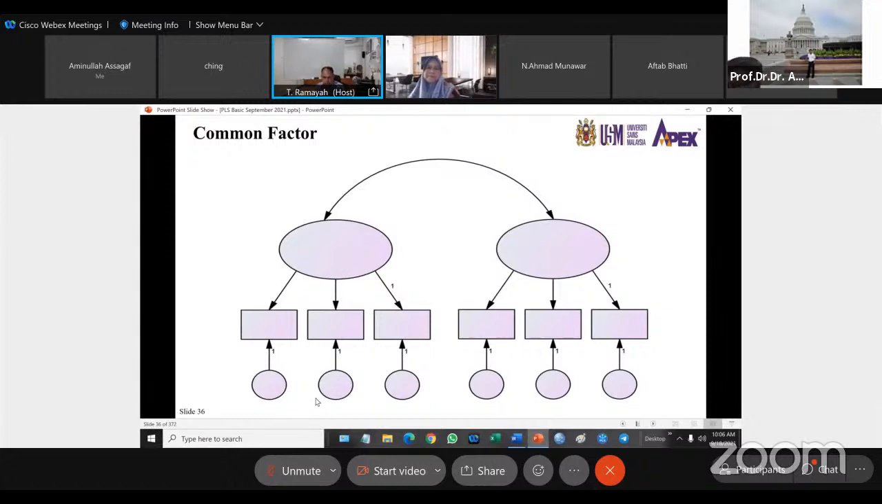If you really look at the literature, this modification that you do is actually not acceptable. You only modify if you have a theoretical reasoning. And there's no theory that will tell you that you can correlate error term 1 and error term 2. Correct? Okay. So what will happen is you start to modify until you cannot modify. Sometimes you see arrows going everywhere. You cannot even see the drawing.